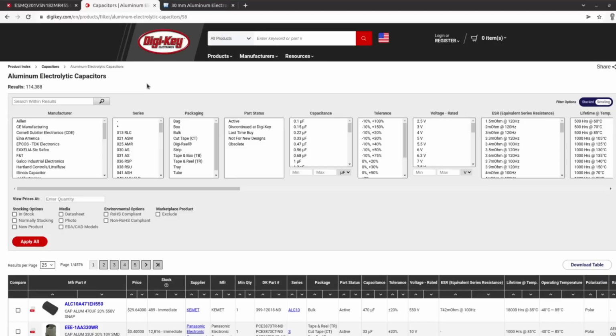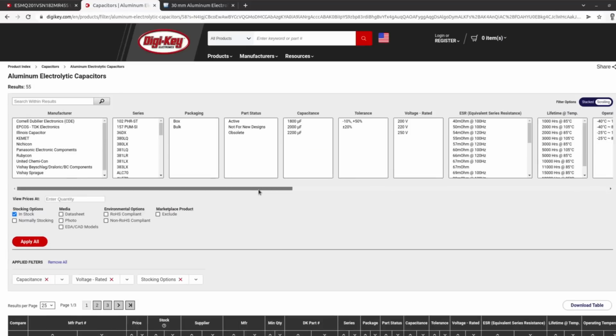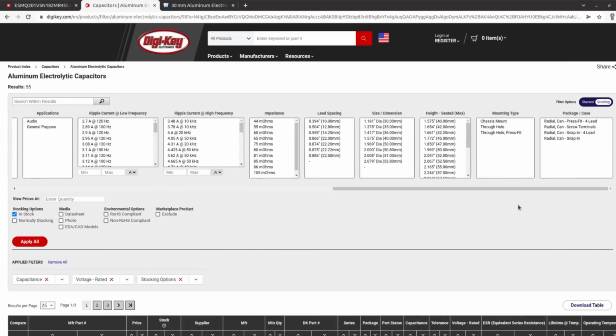Now let's see what else we can find. This is a parametric search on DigiKey, all electrolytic capacitors. Let's start here by clicking in stock. Let's select capacitance, 1800 and up to, let's say, 2200. Voltage, 200 volts, and let's say up to 250. 55 results left. Let's apply that and select physical dimensions.